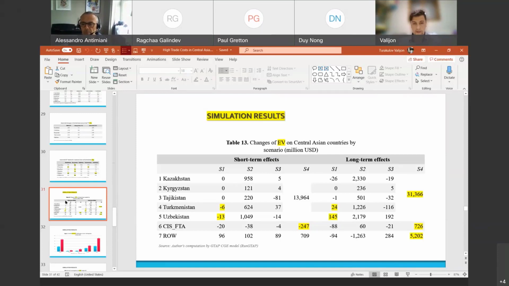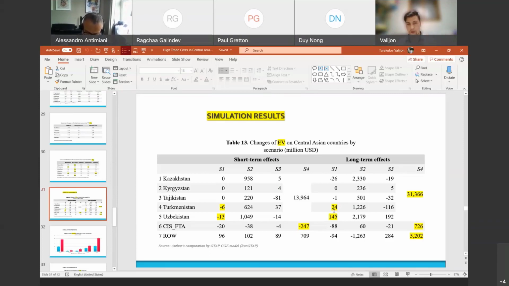Thanks for the question. Nice question. The answer is that in the short-term effect, we just leave the macroeconomic closure as it is, and we use the default GTAP static model closure. But when it comes to the long-term effect, we expand the investment. We expanded the capital so that it gives the long-term effect. And when you expand the capital, of course it drives the economy to thrive, and it shows a much higher effect.